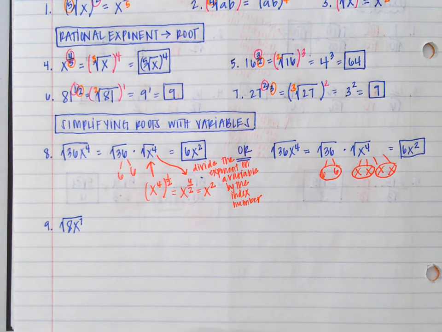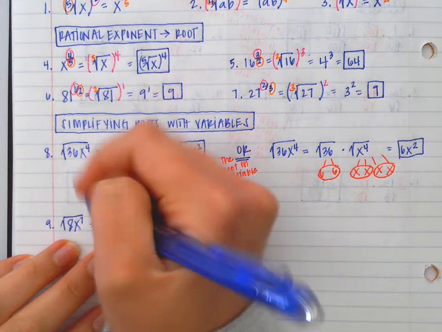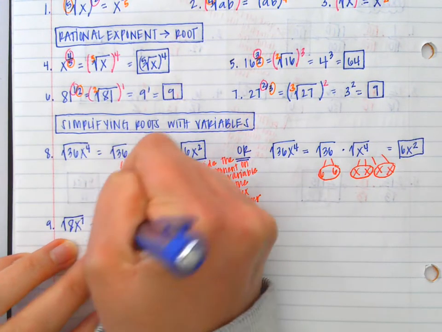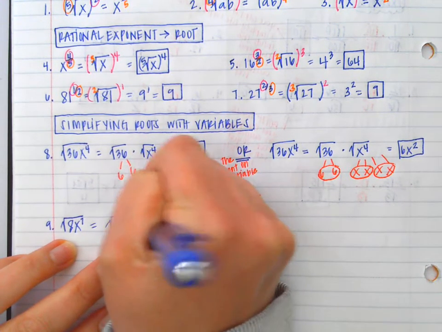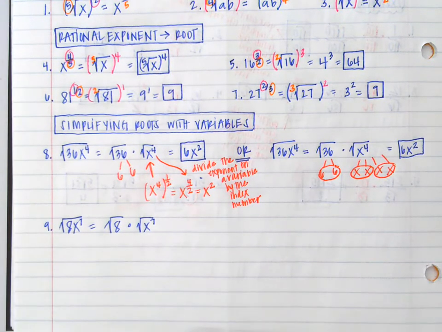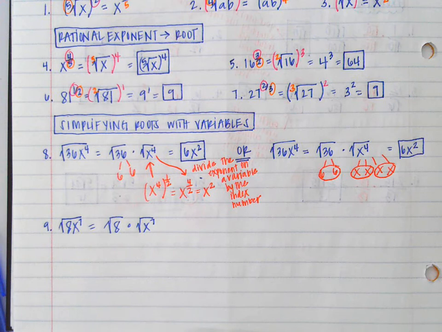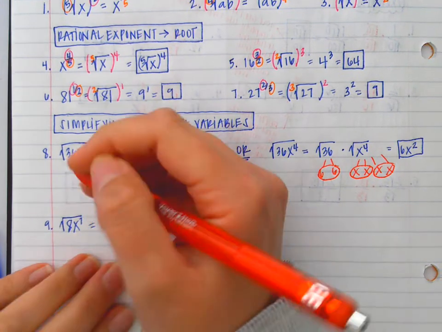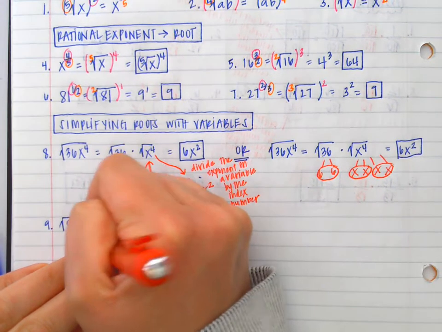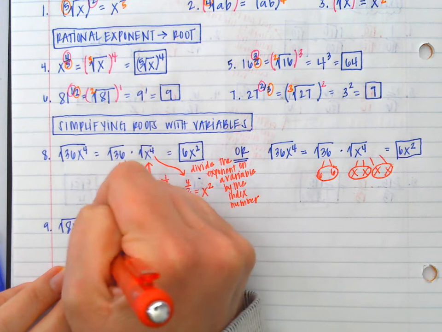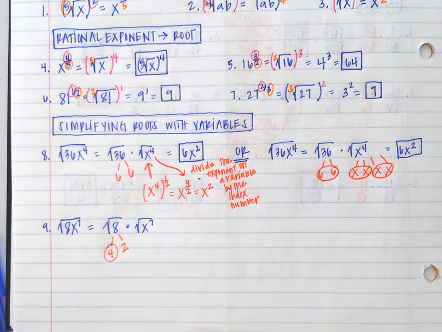So the first thing I like to do is start by breaking it up into each part. So we have the square root of 8 times the square root of x to the 7th. So I think about, okay, square root of 8. I think about what's the perfect square that divides evenly into 8. And I know that that's going to be 4. 4 times 2 is 8. Okay, we know what the square root of 4 is. The square root of 4 is 2.